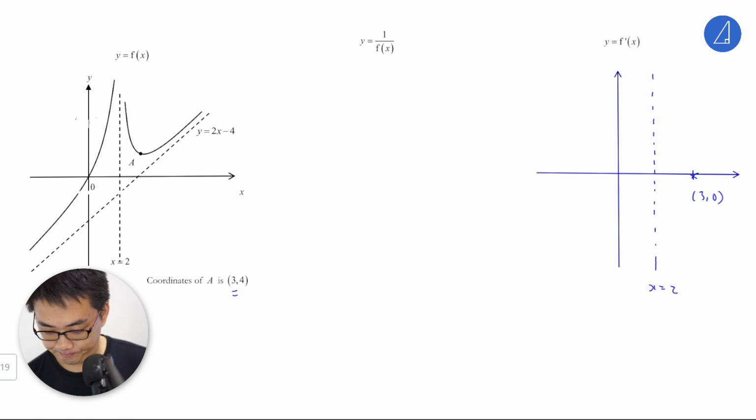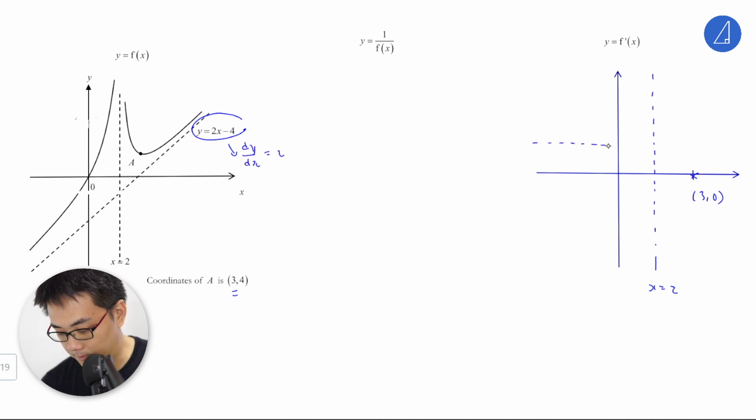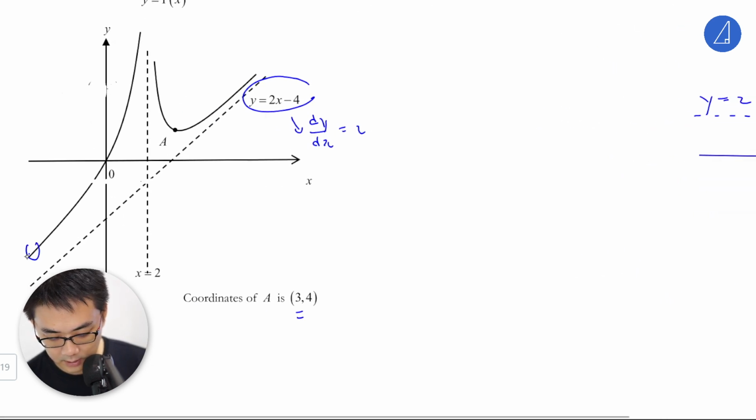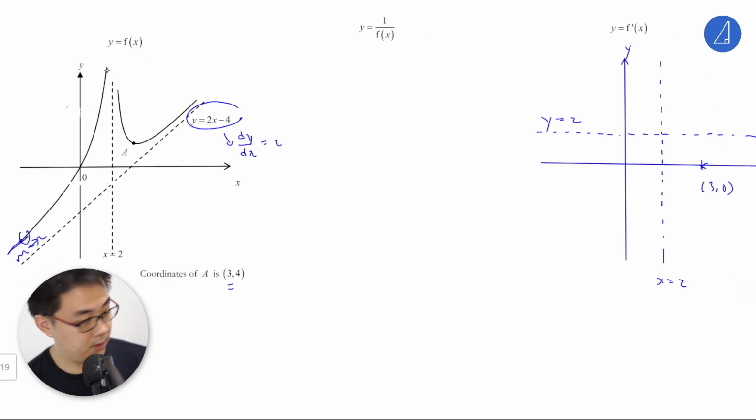Then dy/dx is 2. This is 2. This is y, this is x. Should be okay. Then this is approaching m equals 2. Then this is m positive infinity.